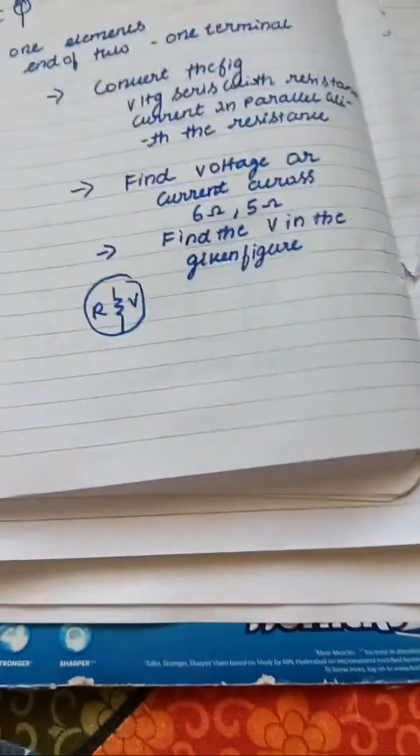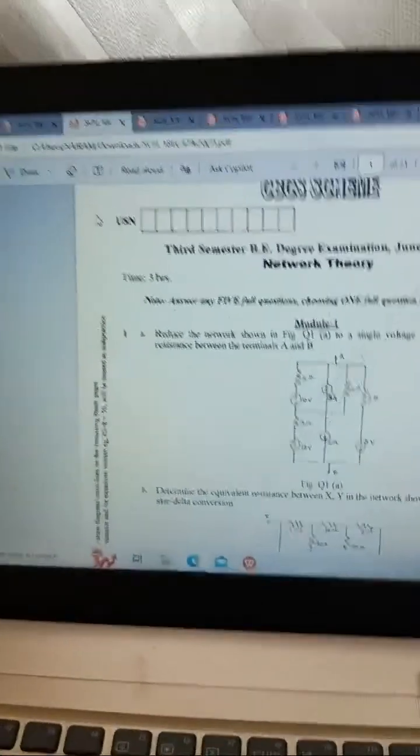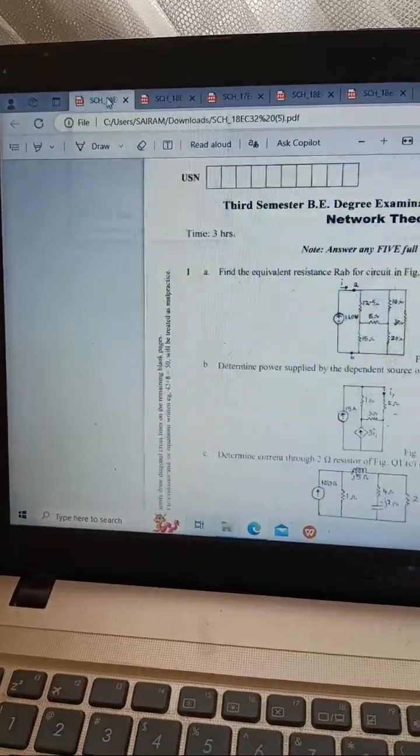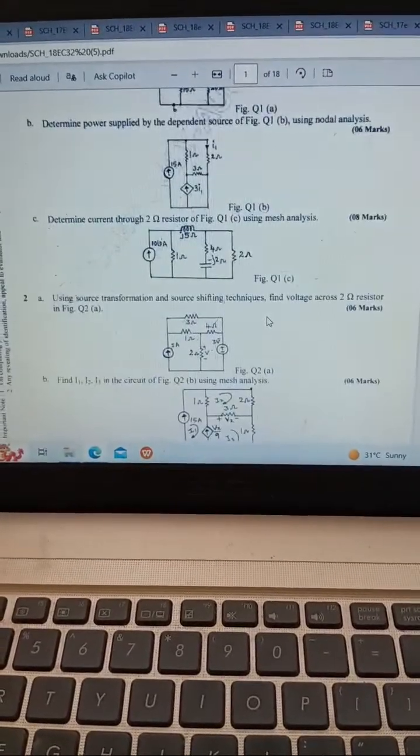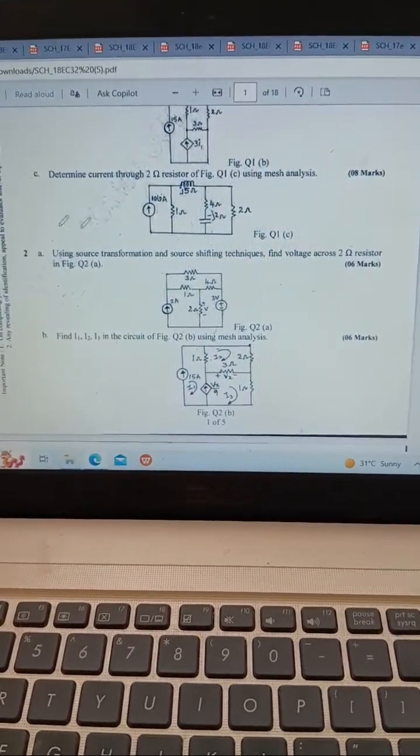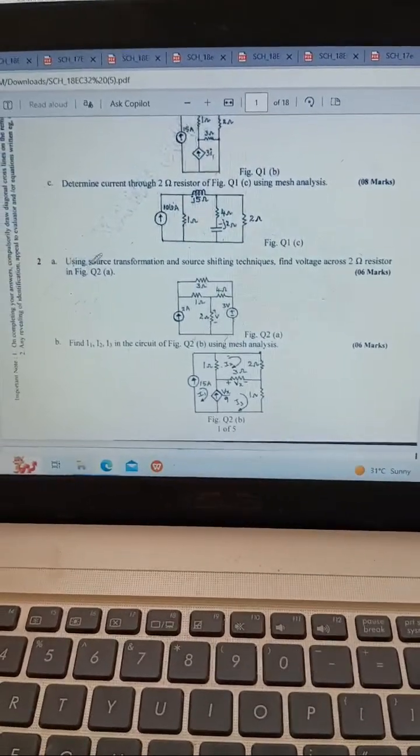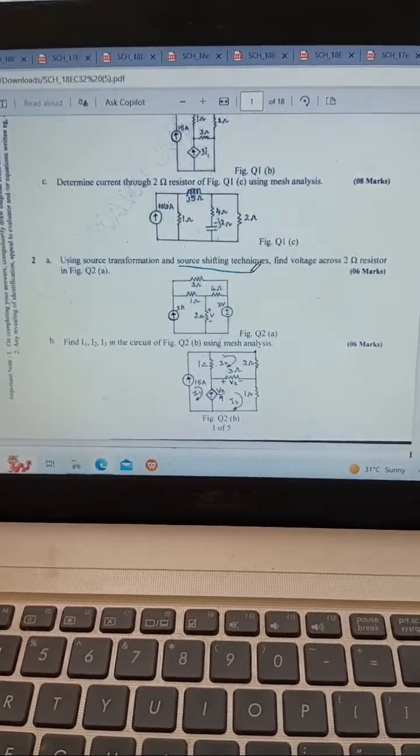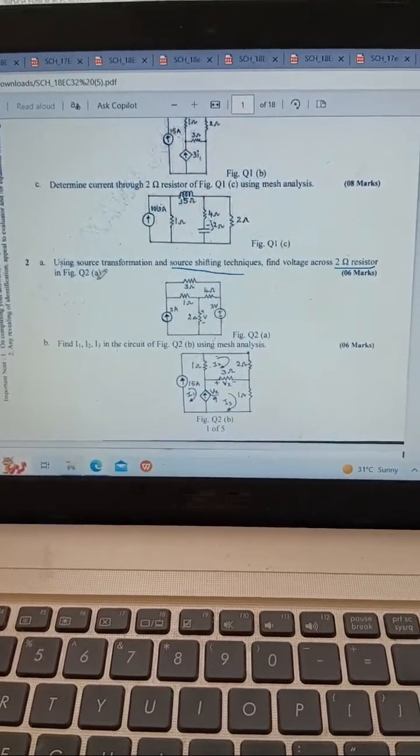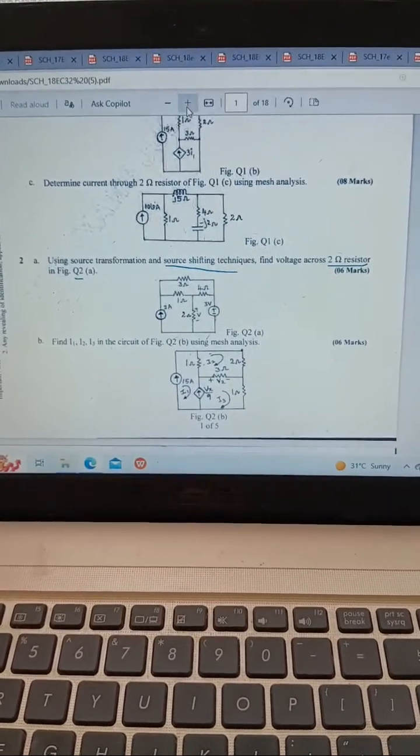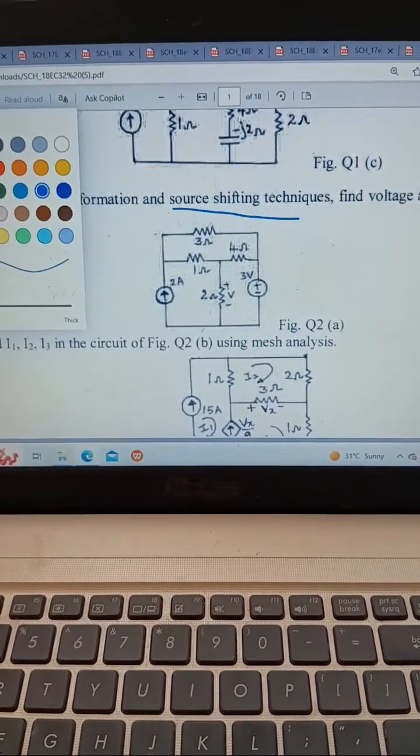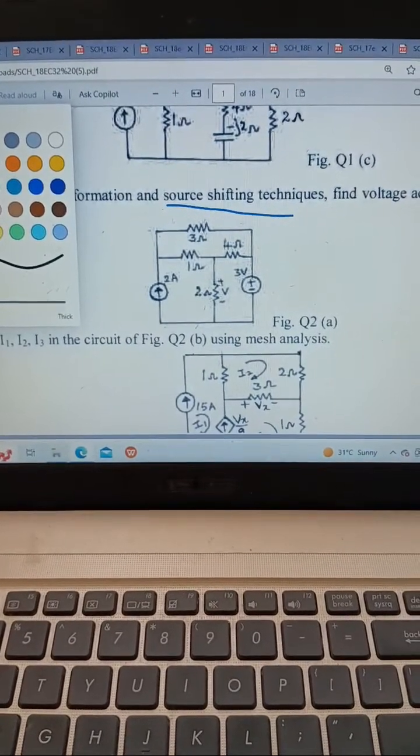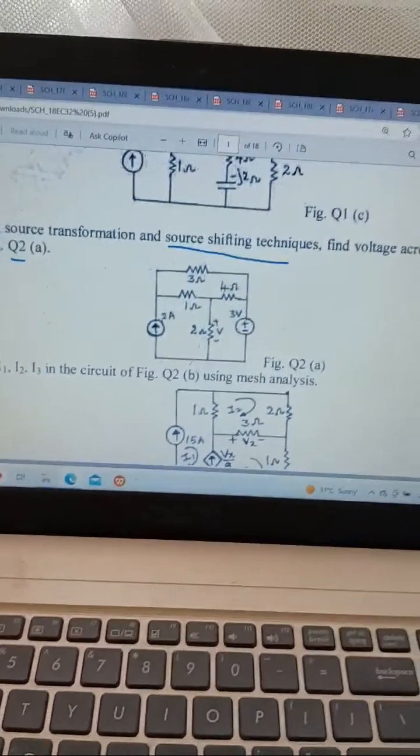Okay, so now let us see what questions have been asked to you all in general. Here you can see with respect to the first paper, this is the first question. Using source transformation and source shifting, find the voltage across the 2 ohm resistor in the figure. I'll make the figure bigger and show you the tips and tricks for source shifting. Just a minute. Okay, so please wait.